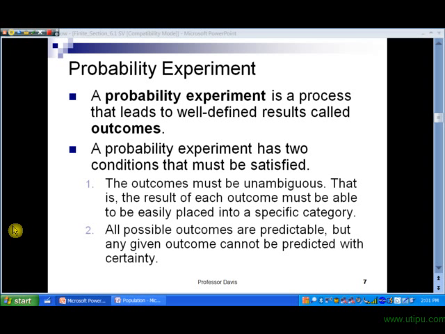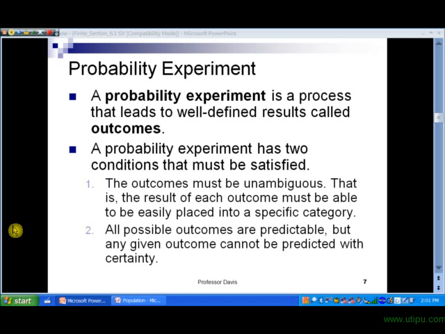And we see here in slide number 7 the two conditions that must be satisfied for an experiment to be a probability experiment. The first is the outcomes must be unambiguous, meaning that the outcome of an experiment has to be empirical. In other words, we have to be able to see the results, and it can't be wishy-washy as far as what the outcomes are. We have to be able to write down with certainty what the outcome is for a specific experiment.